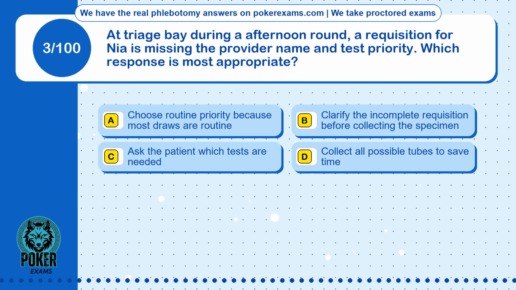Question 3. At triage bay during an afternoon round, a requisition for NIA is missing the provider name and test priority. Which response is most appropriate?